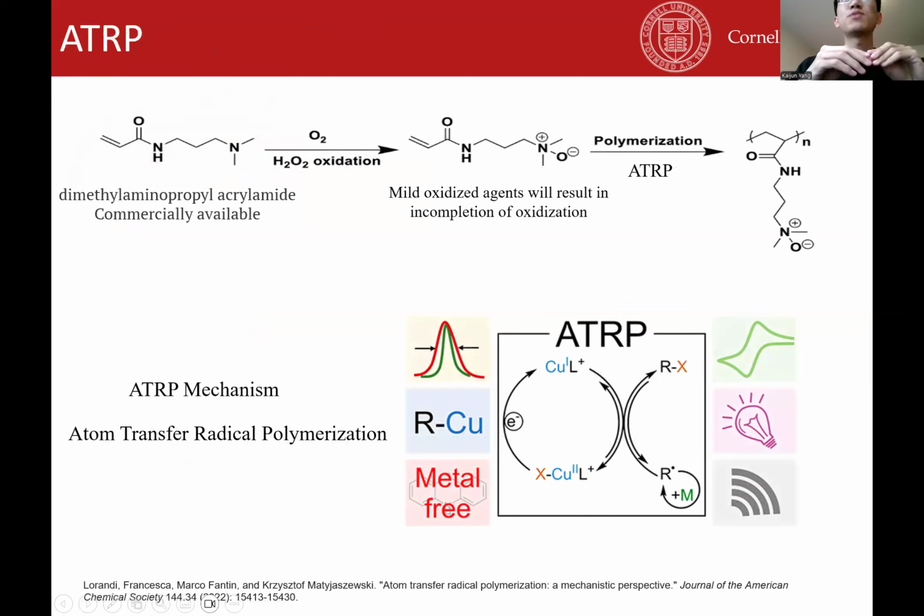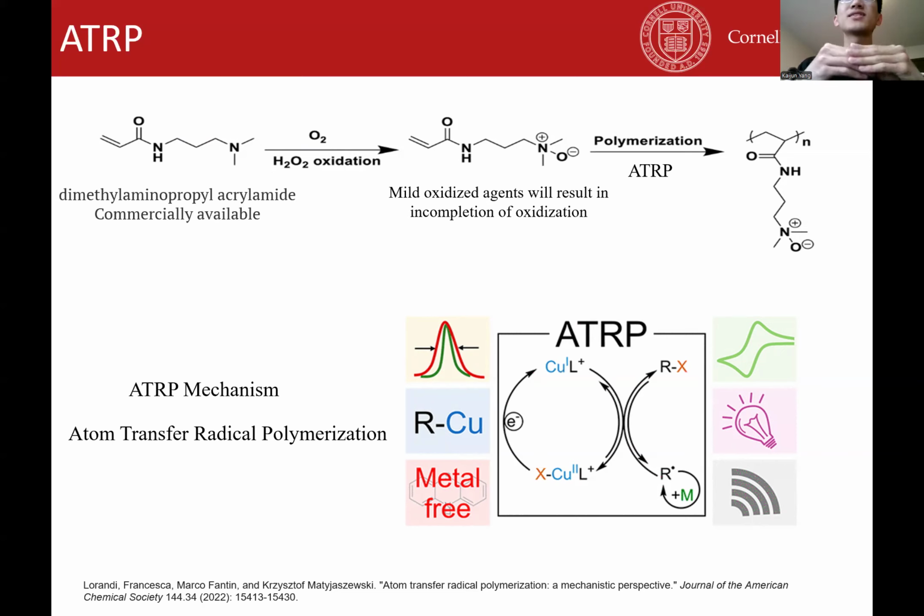To obtain the polymer, we need to do some chemistry. The starting material is not TMAO, it's actually dimethylaminopropyl acrylamide, which is commercially available. And then we will oxidize it using hydrogen peroxide, which is a strong oxidizing agent, which will result in completion of oxidation with no byproduct generation.